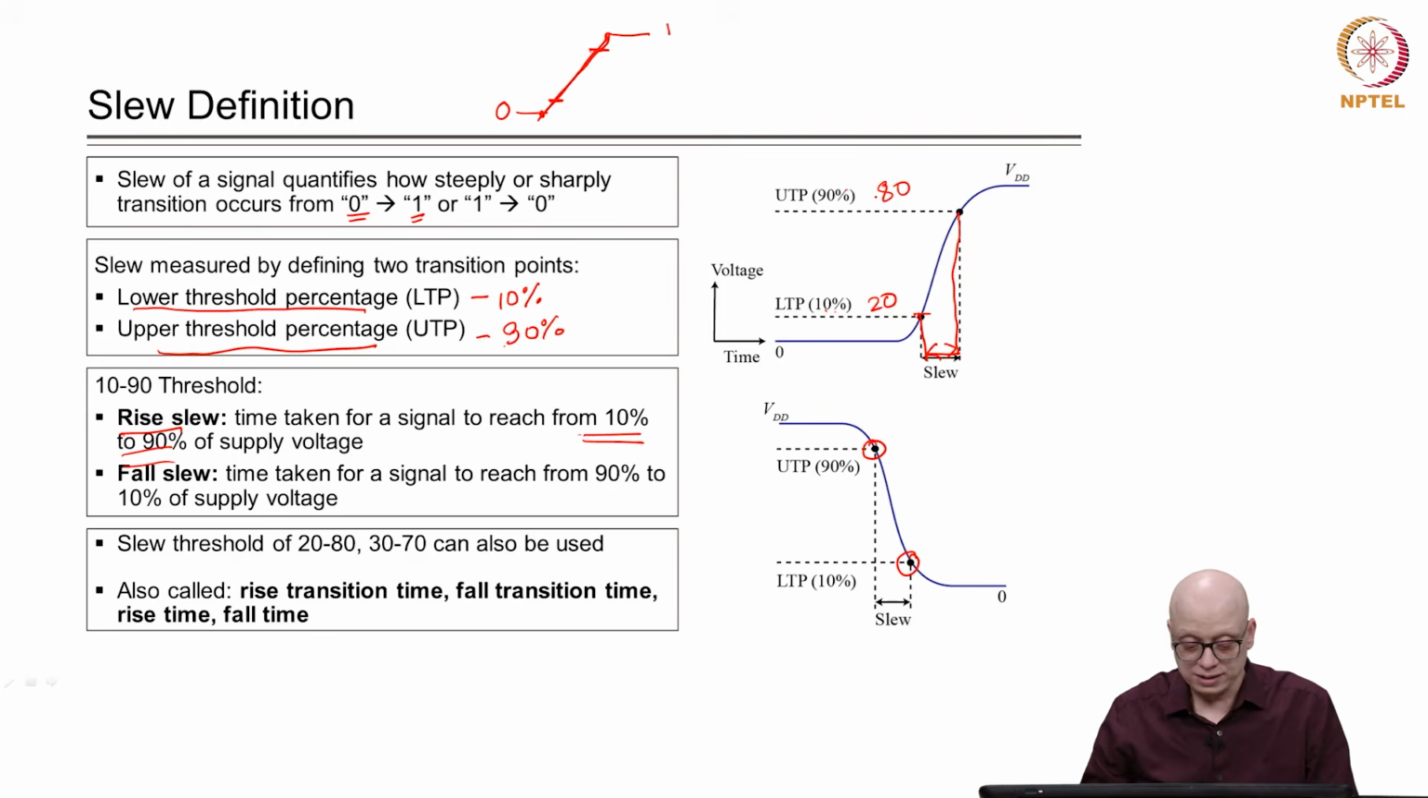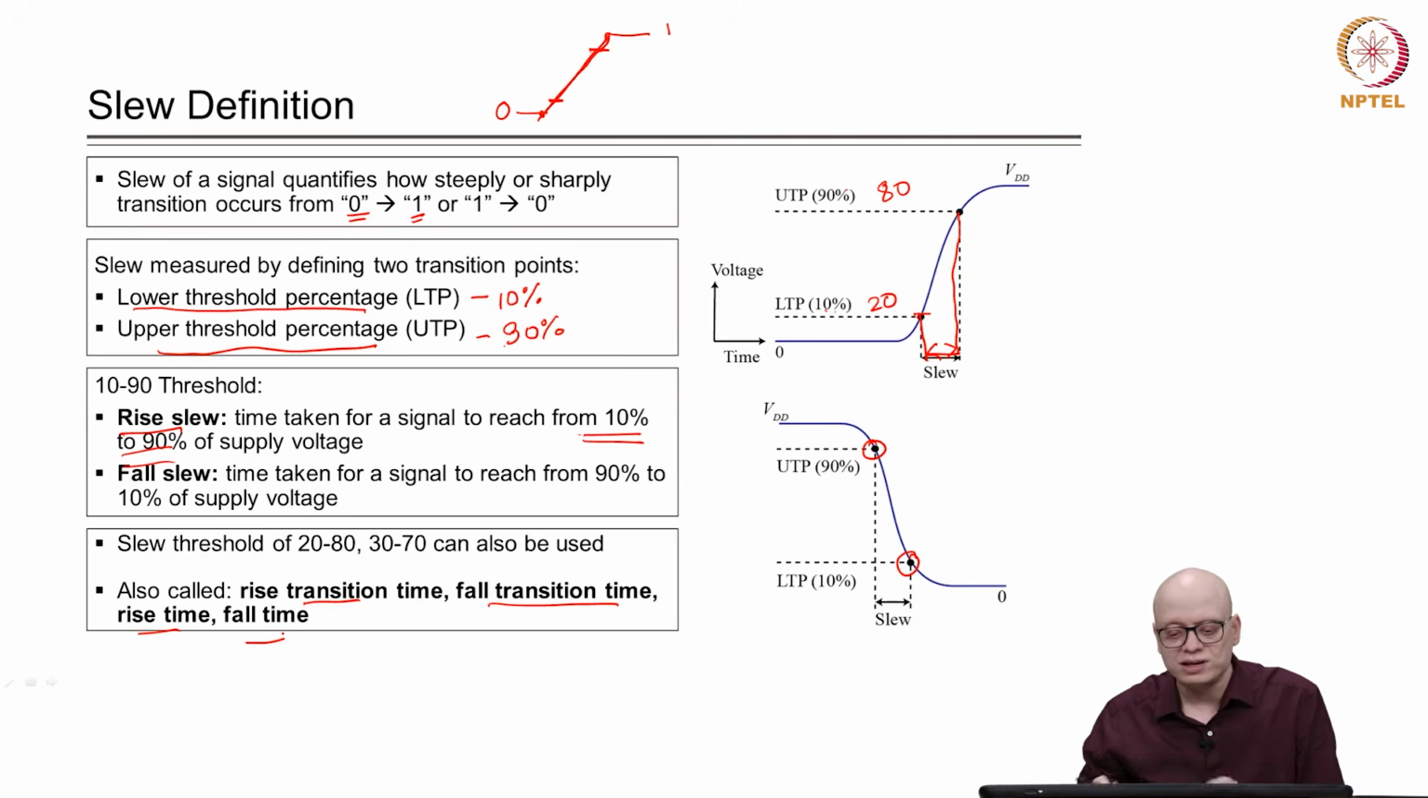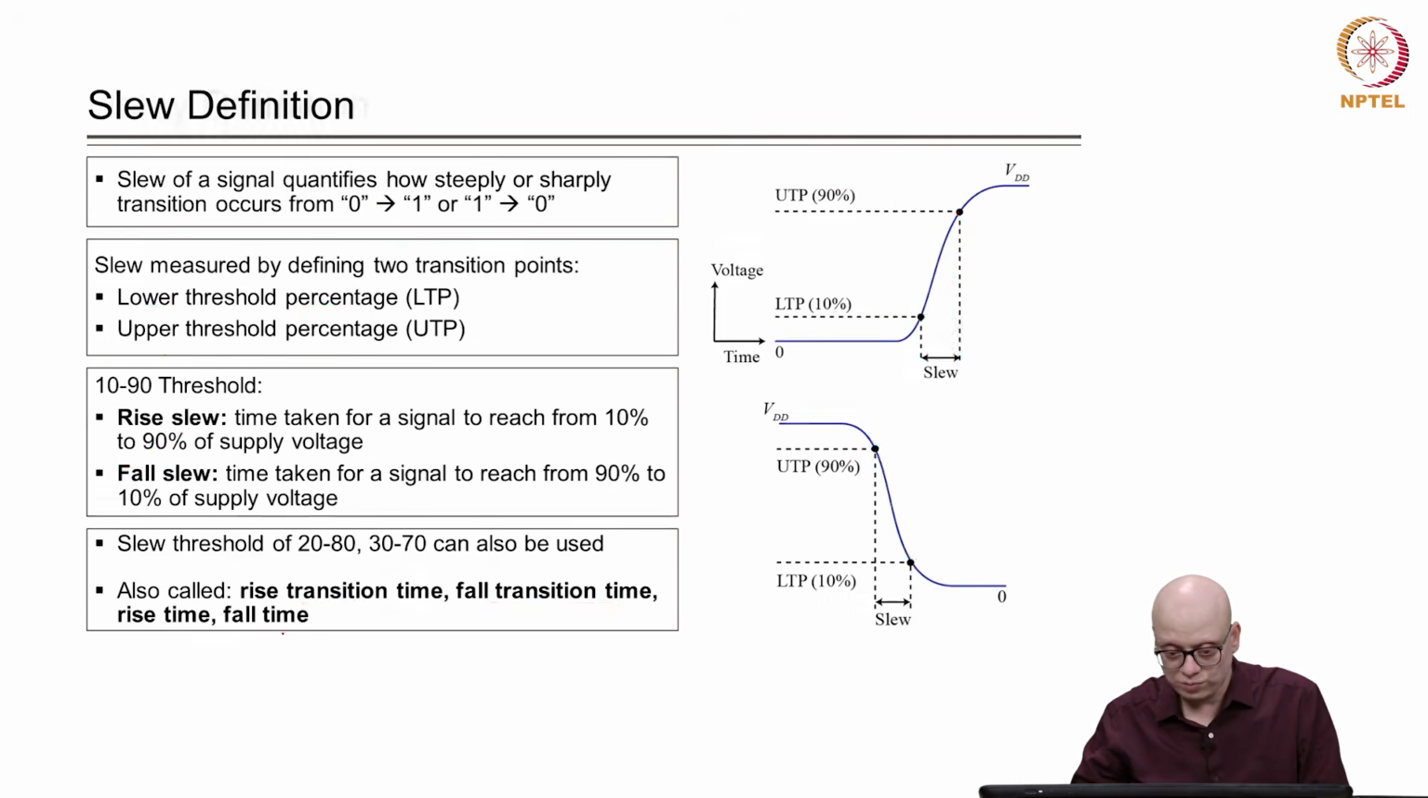characterizing, right. Now, these rise slew and fall slew are also known as rise transition time and fall transition time, rise time and fall time also. So, there are various names, all refer to the same thing, meaning how sharp the transition occurs from 0 to 1 or 1 to 0.